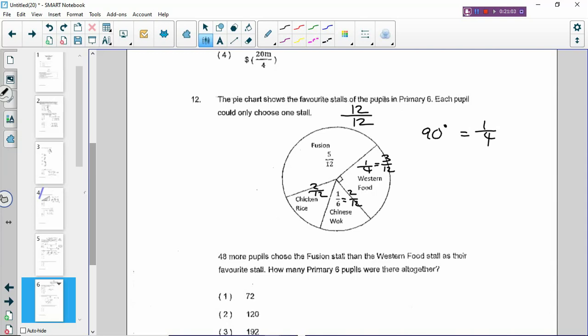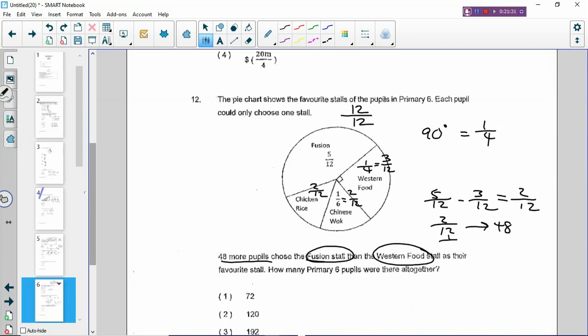Okay, now then you can solve already. So there are 48 more pupils who choose the fusion store than the western food store. Alright, so you compare these two stores. The western store is 3/12, and the fusion store is 5/12. So how many more? So you minus, and you will get 2/12 more. And your 2/12 is also how many more? It's also 48 more pupils.